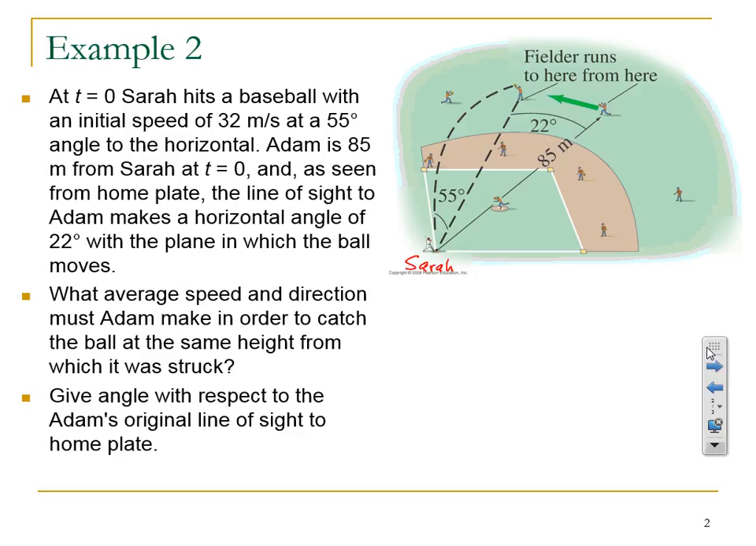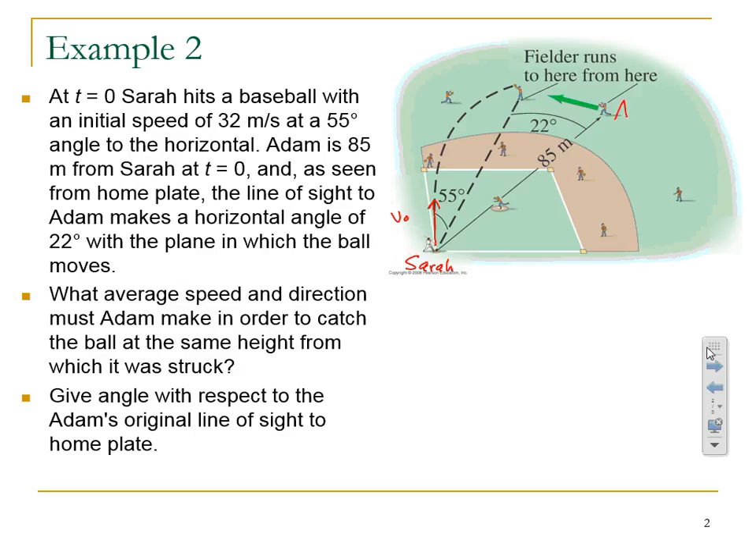And she hits a baseball with an initial speed of 32 meters per second at a 55-degree angle to the horizontal. So this ball has this V0 speed there, 32 meters per second, at a launch angle of 55 degrees.